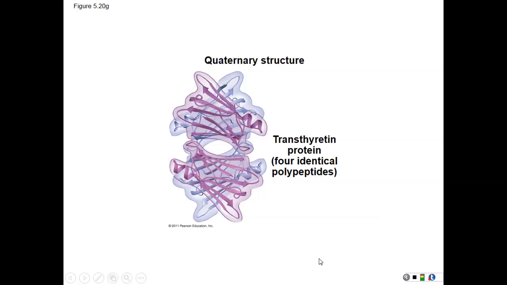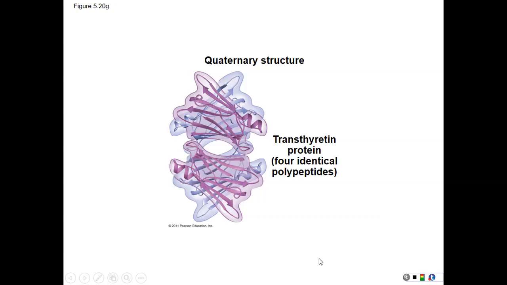Transthyretin, it turns out, works as a dimer, or here, better, as a tetramer. Apparently, you need to have four of those individual transthyretin proteins come together to interact with each other in a certain way to give you the functionality that we associate with transthyretin, whatever it is that transthyretin does.